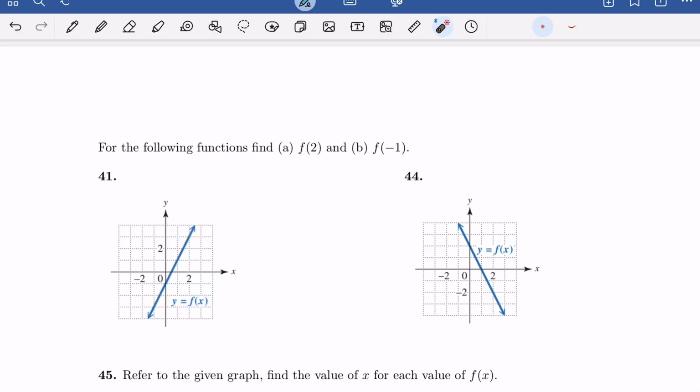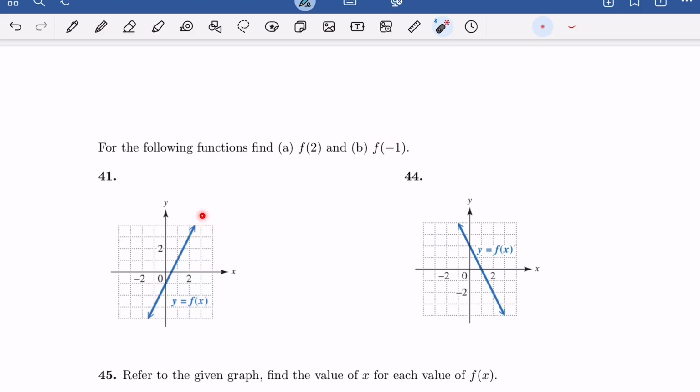We want to find these function values at these corresponding input values. Now, in the last example, we figured this out using equations, but in the next two examples, we're going to figure this out using graphs of these functions. So for question 41 here, we want to find f of 2 and f of -1.